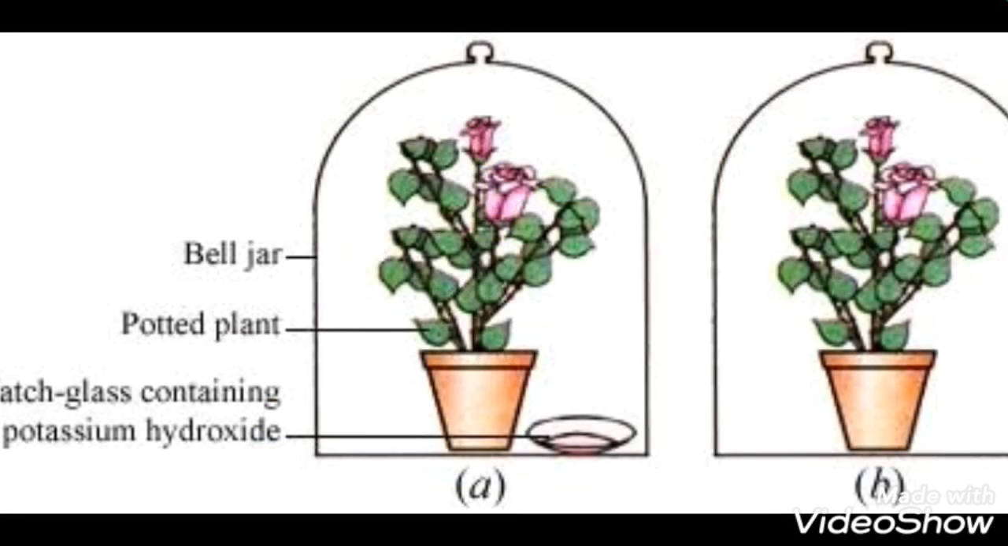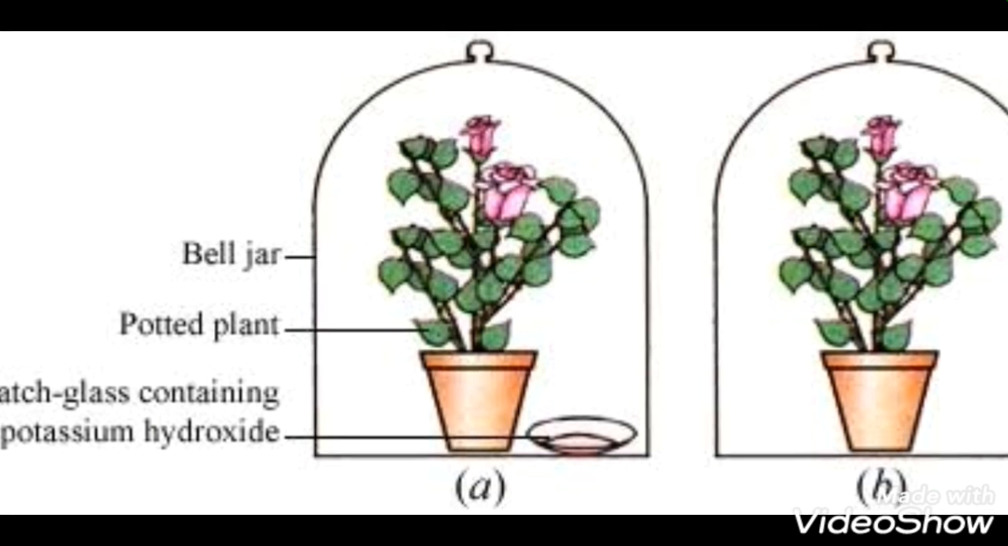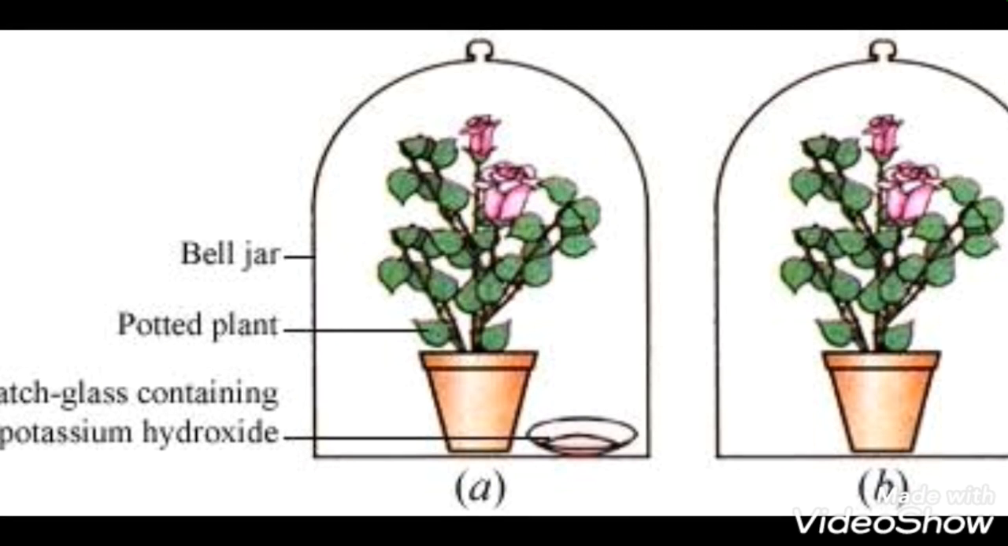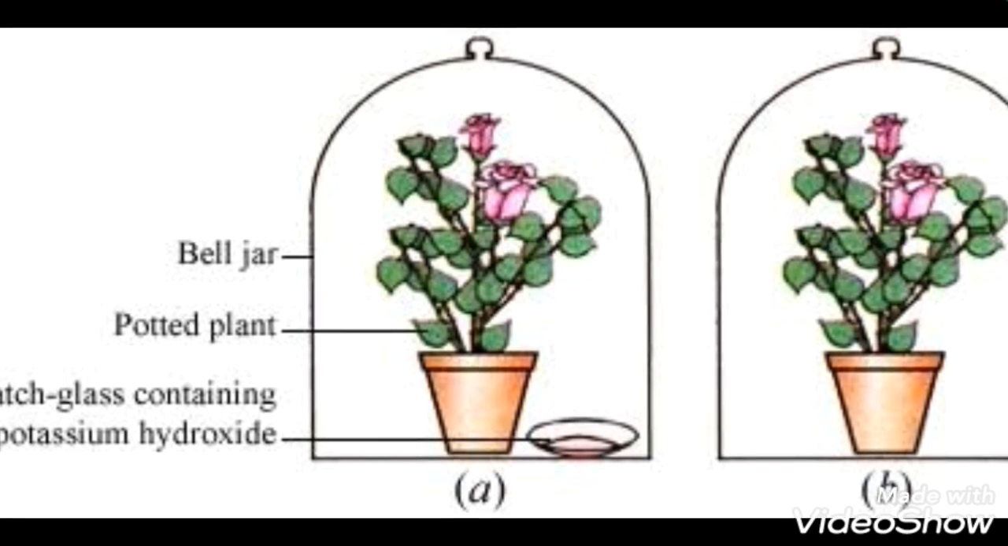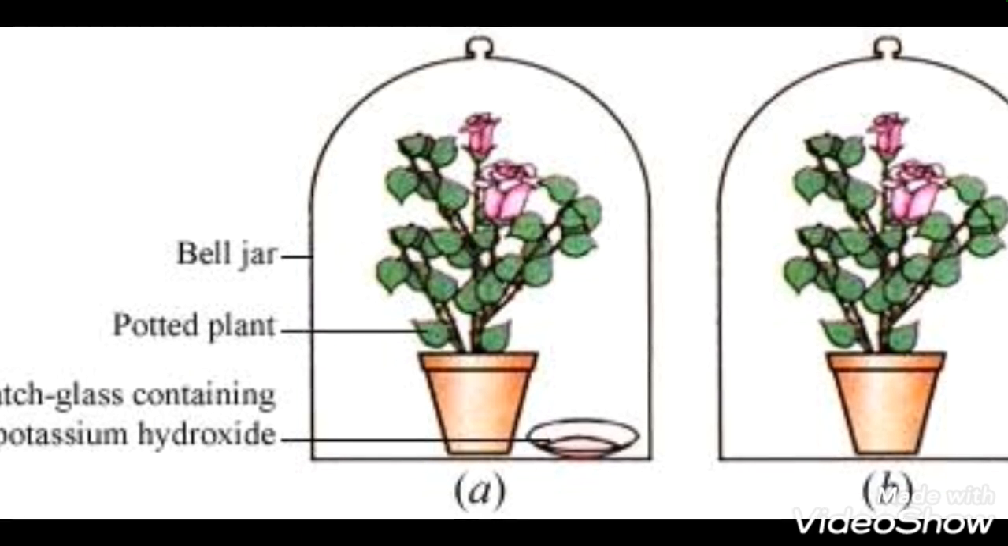Then we will discuss another test, that is, carbon dioxide is required for photosynthesis. For that, we have to take 2 potted plants and cover these potted plants with bell jars and keep in one of the bell jars a little bit of potassium hydroxide, which can absorb carbon dioxide, and keep both the setups in sunlight.